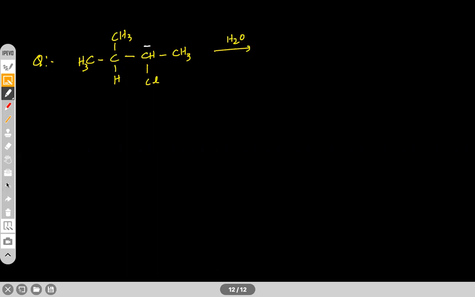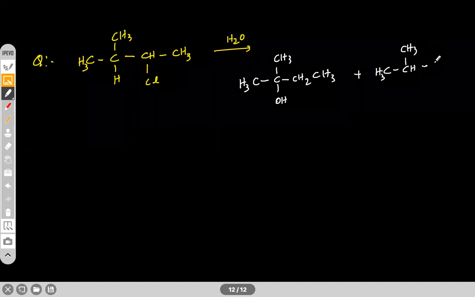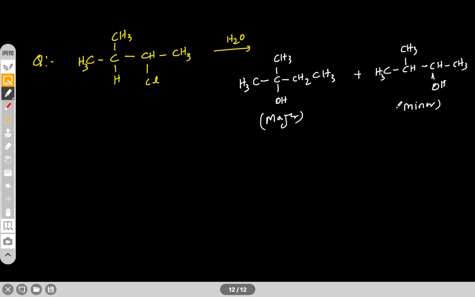The two possible products we get are CH3C, CH3, OH, CH2, CH3, plus the other product, CH3CHCH3, CHCH3, and OH. This one is the major product, and this one is minor. Okay, so this is the overall reaction. Like this, the reaction proceeds.